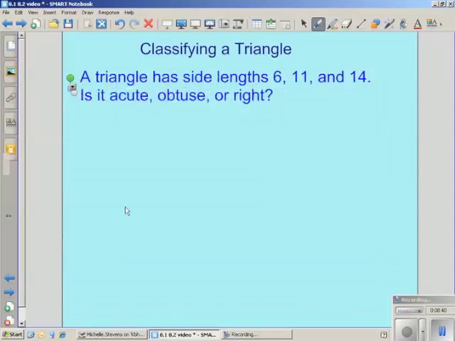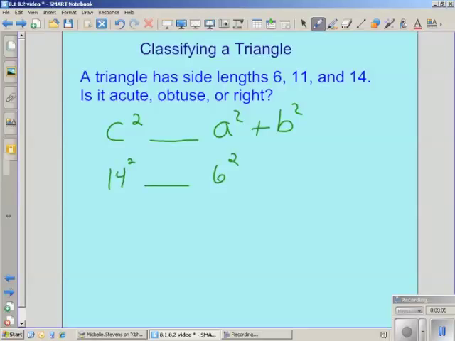So the longest side, out of 6, 11, 14, our hypotenuse has to be 14. So this is what we need to justify: c squared, is that greater than the sum of a squared plus b squared? So let's substitute our values. We have 14 squared, and for a squared plus b squared we have 6 squared plus 11 squared.